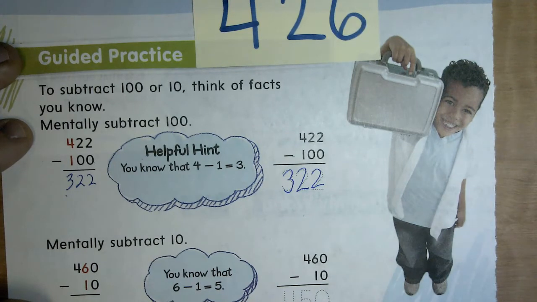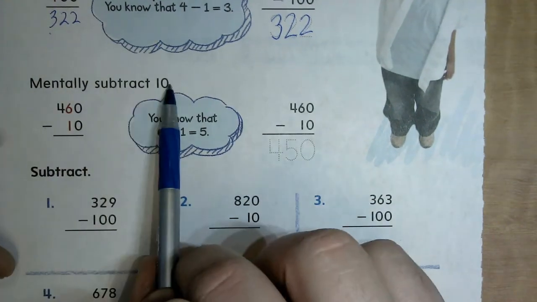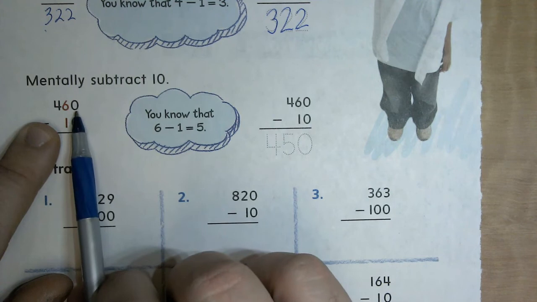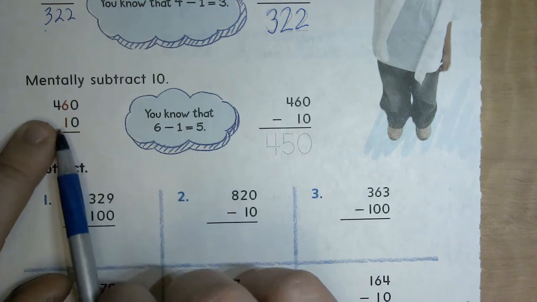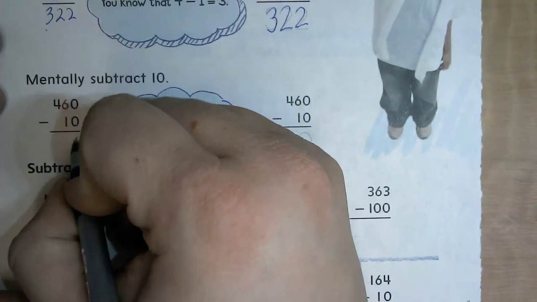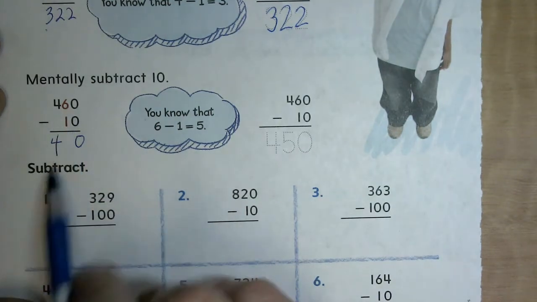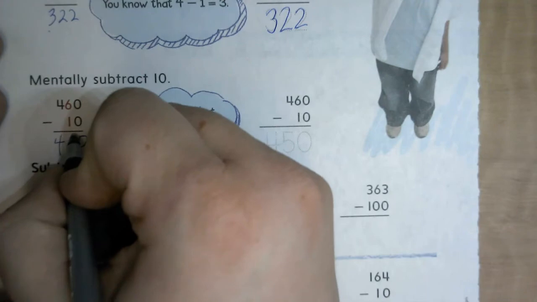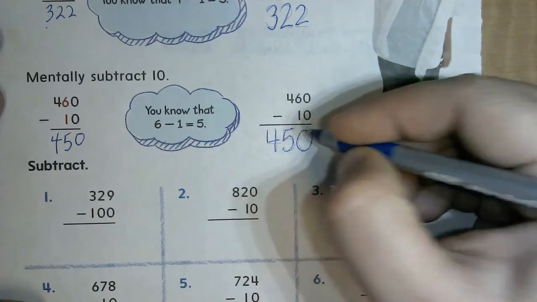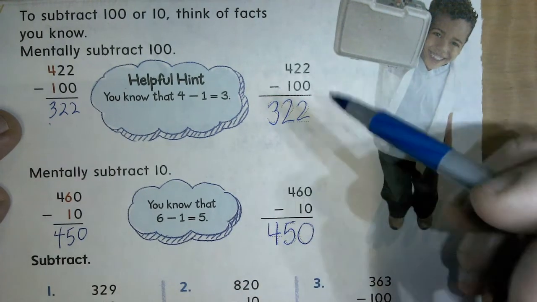Okay, so when we do these problems, we look for which place value is going to change. Let's take a look at this one. It says mentally subtract 10. Well, this one is not in the hundreds place, is it? But I do have some zeros here. So that means that that place value is going to stay the same. It means I only am going to change my tens place value. So my hundreds place value is going to stay the same. So my ones place value will stay a zero. My hundreds place value will come down because that's going to stay the same. And now I just need to figure out the one that changes. Well, 6 minus 1 is 5. So that means my answer here will be 450.